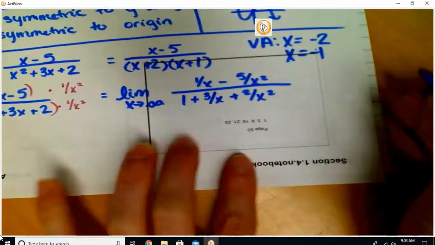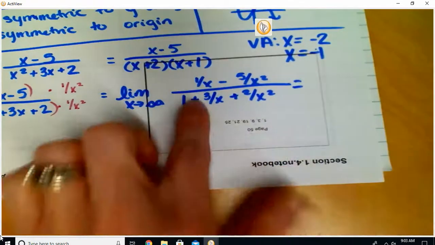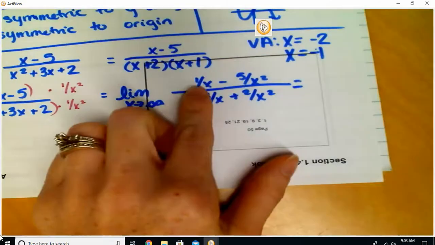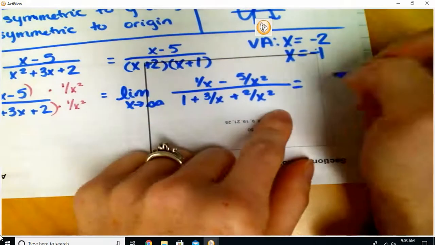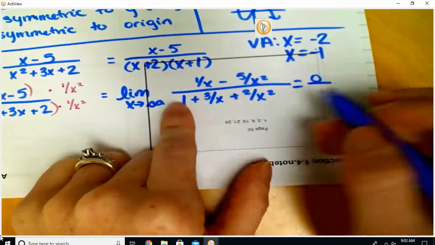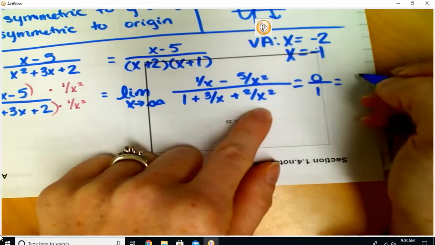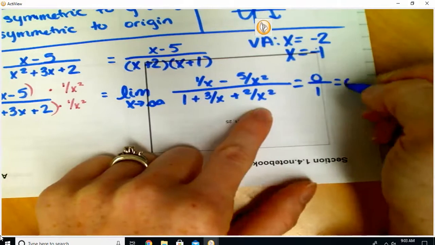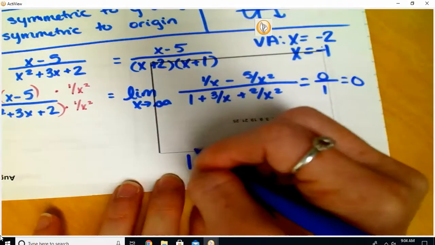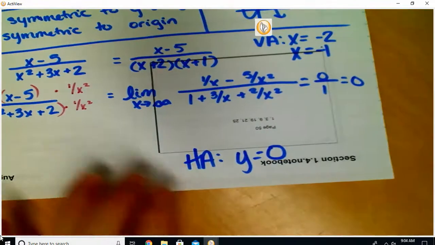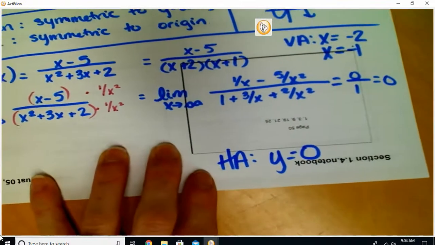Now this is beneficial because if you have a number over infinity, what does that turn into? 0. So on the top I have 0 minus 0. On the bottom I have 1 plus 0 minus 0. And 0 divided by 1 is 0. So my horizontal asymptote, y equals 0.